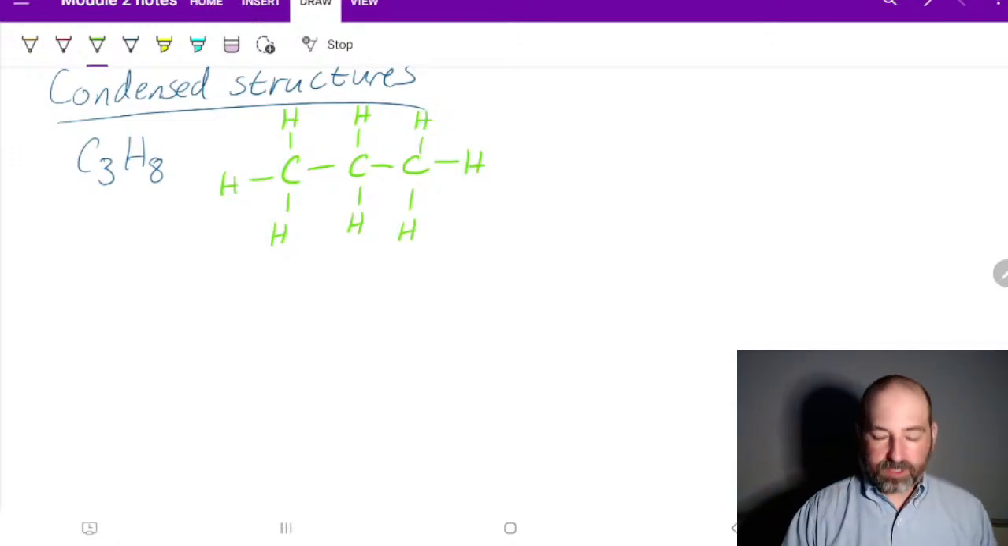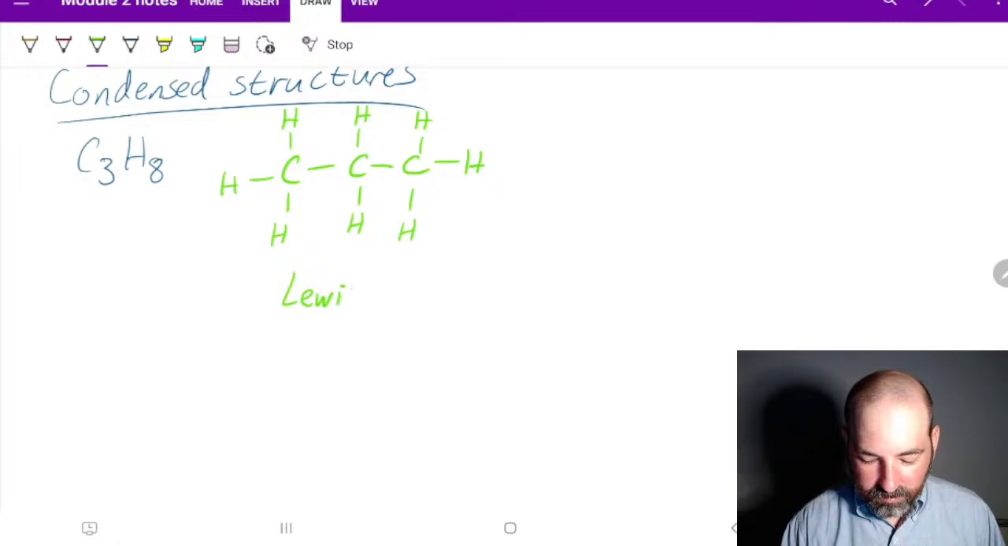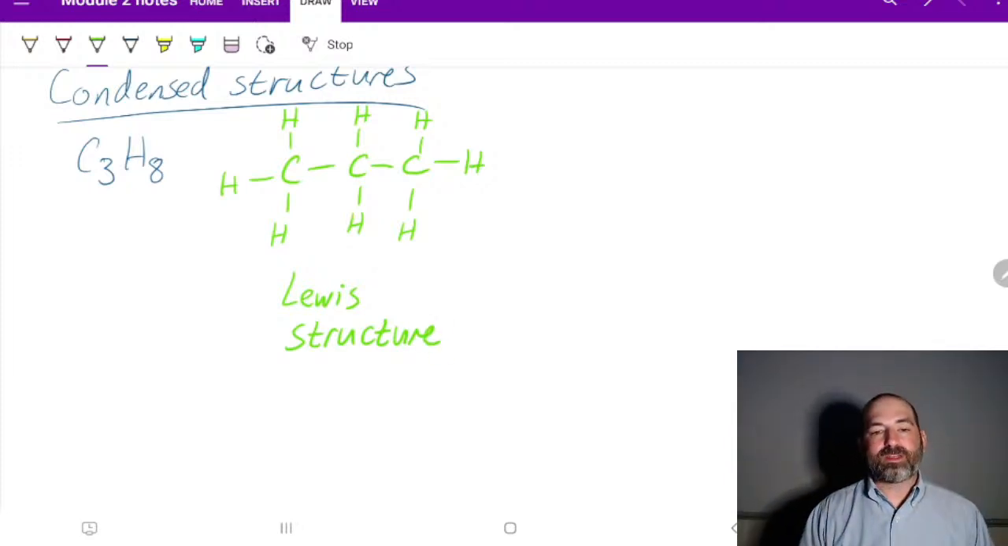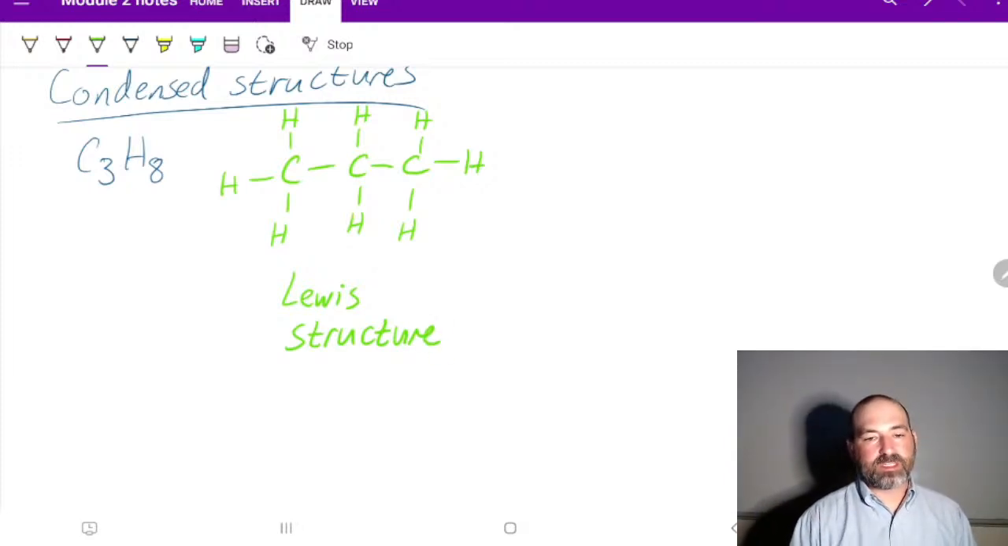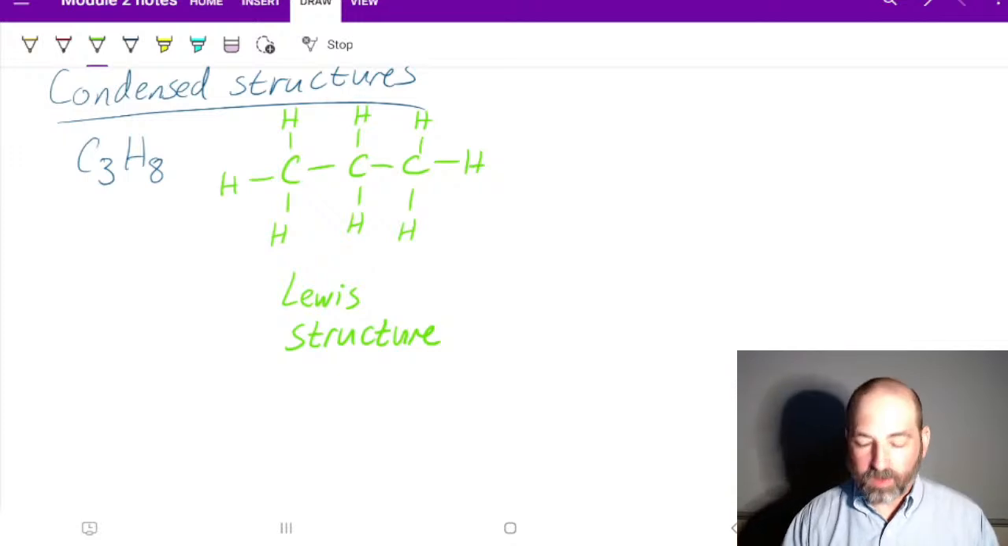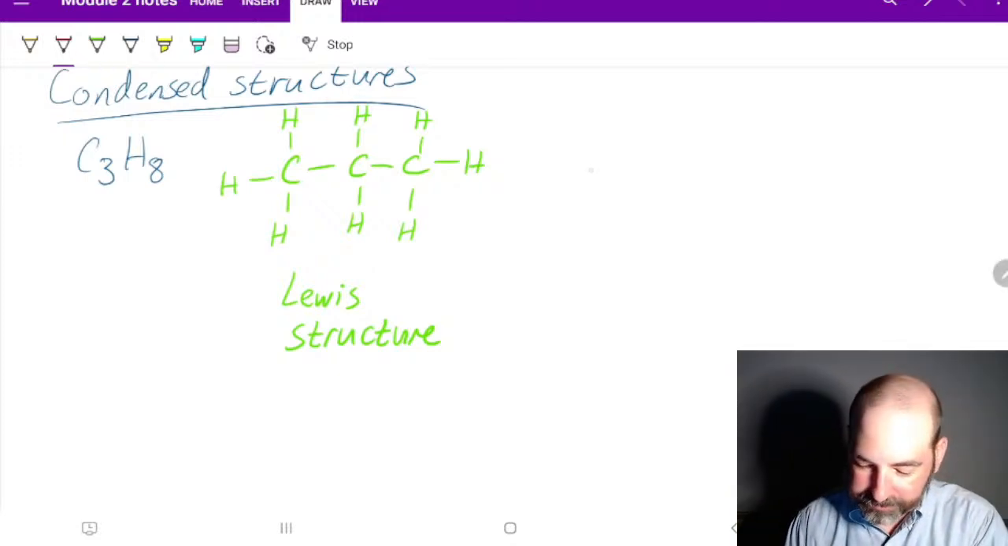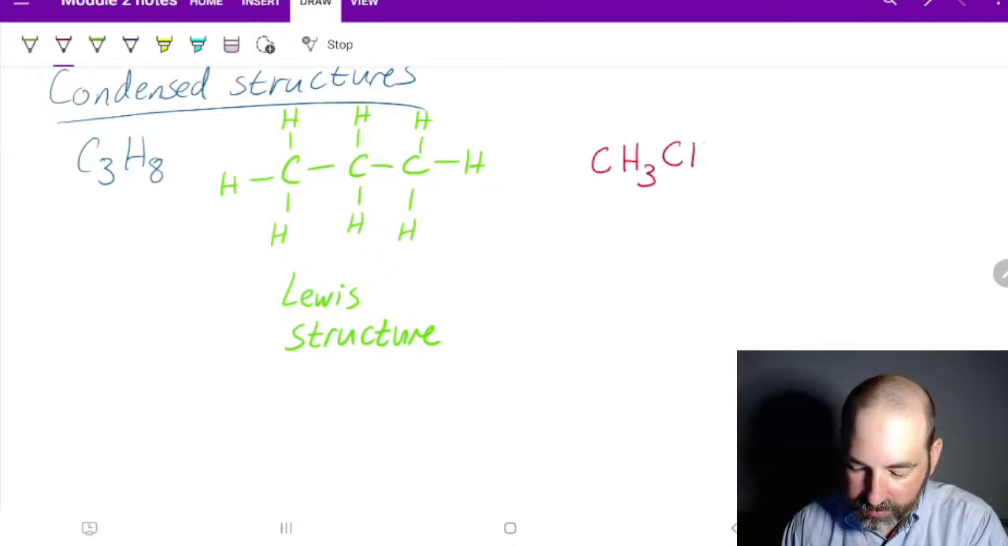So we could draw a Lewis structure for C3H8, or we can condense it. And the reason we can condense it is because now we know something about these structures. We know that carbon needs 4 bonds and hydrogen needs 1. And so the condensed structure looks like this. There's actually a couple different ways to draw it.